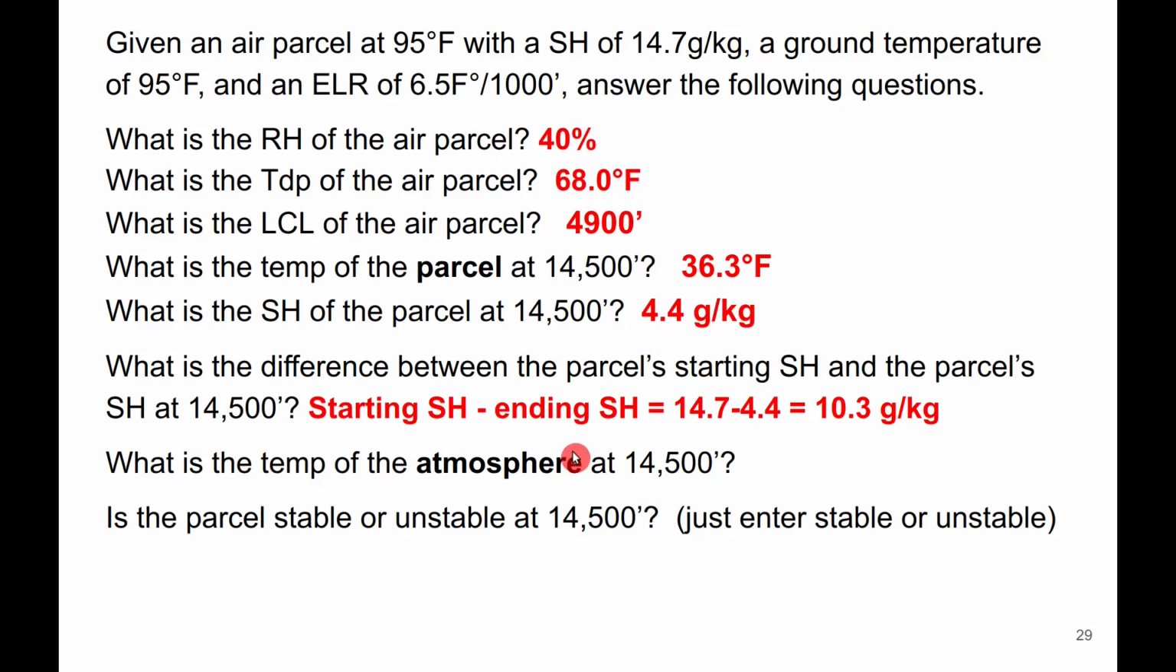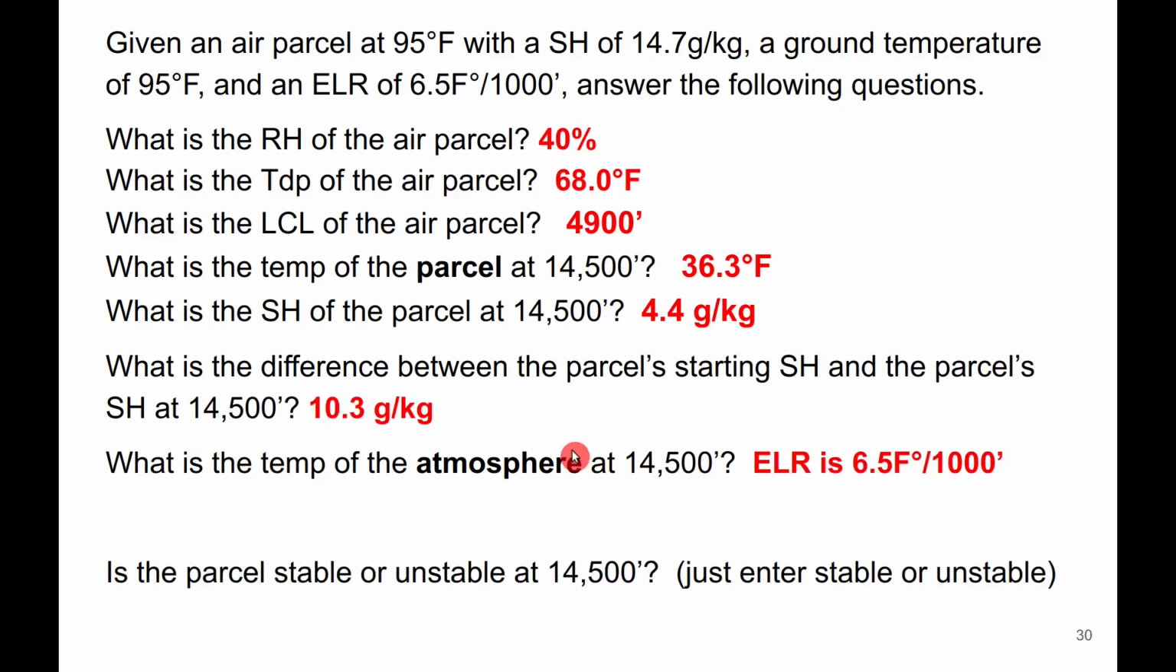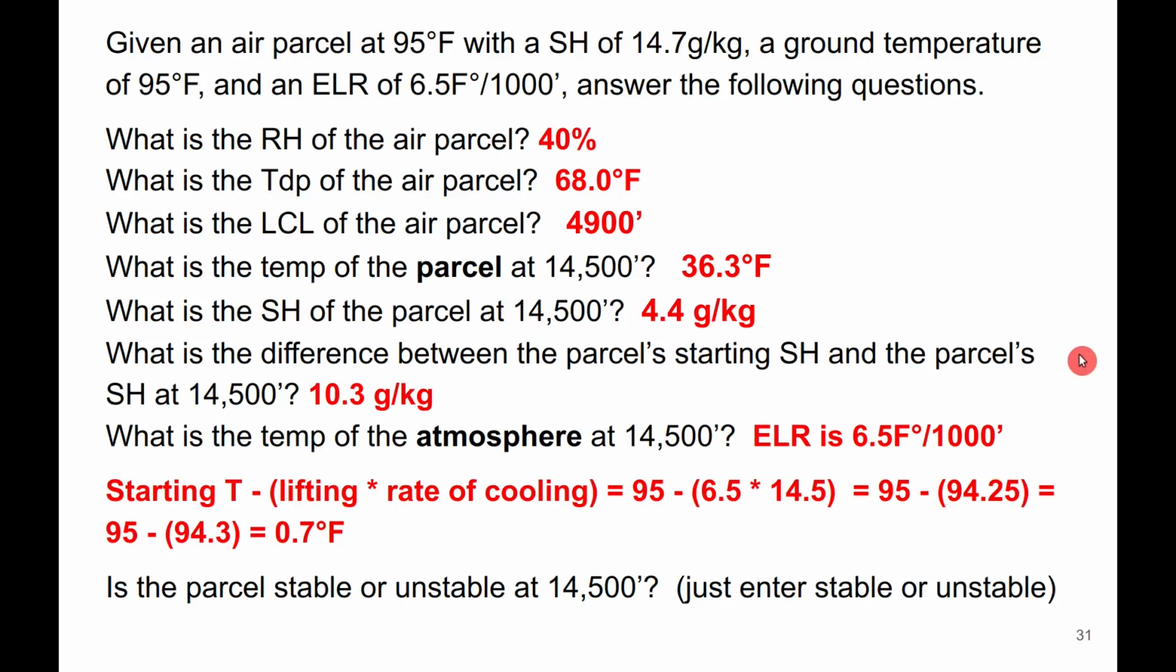Next thing, I want to know the temperature of the atmosphere. And the atmosphere, remember, cools at the environmental lapse rate. That will always be given to you. In this case, the ELR is 6.5 degrees per 1,000 feet. Plugging those numbers in.